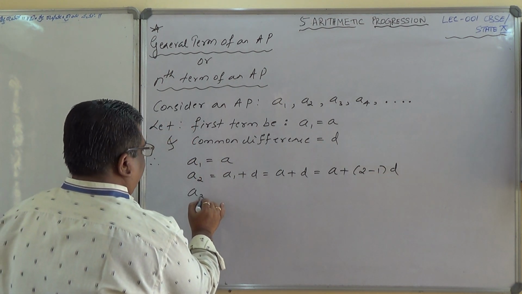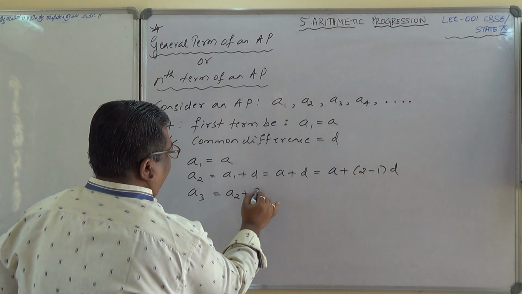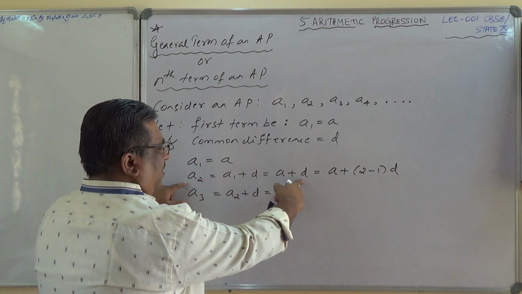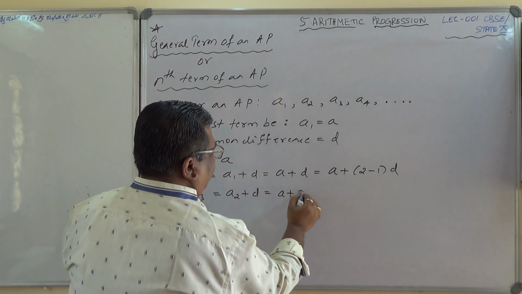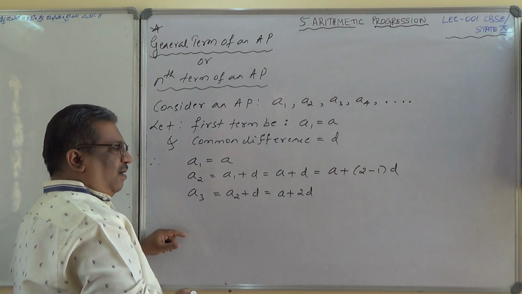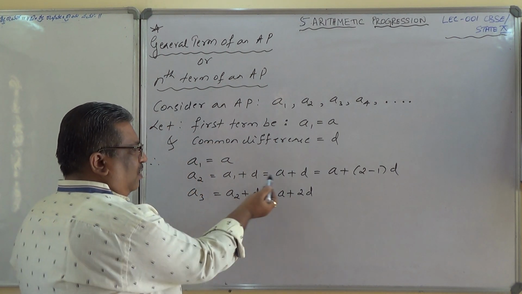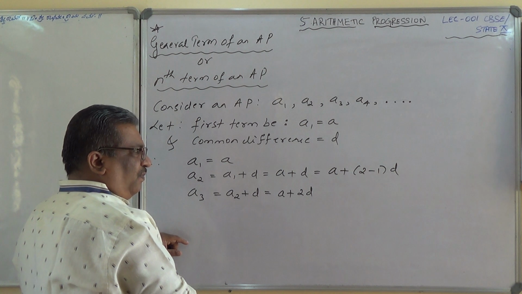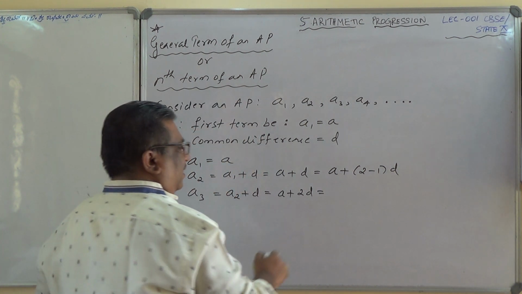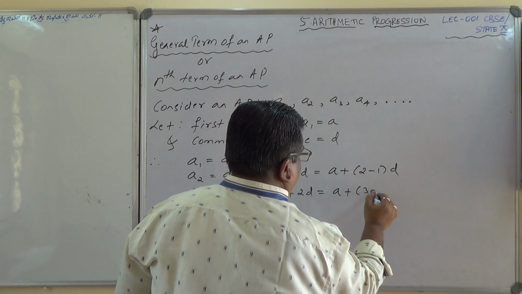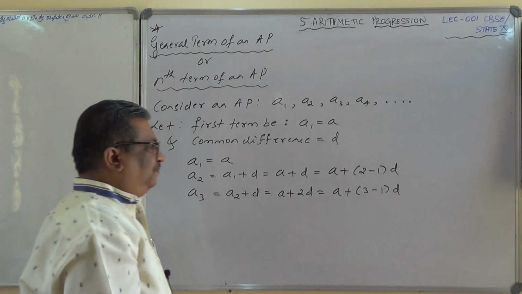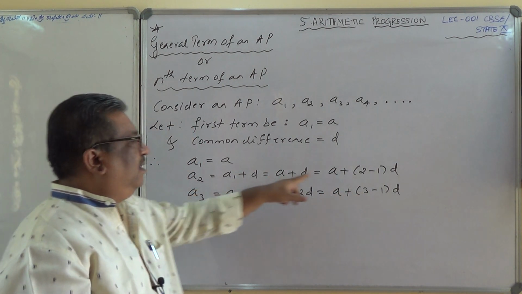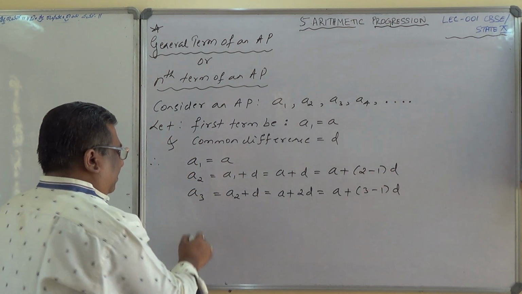Similarly, A3 equals A2 plus D. What is A2 here? A2 equals A plus D, so A3 is A plus D plus D, which is A plus 2D. Are you able to understand here? Can I write A plus 2D as A plus (3 minus 1) into D? If this is 3 here, it is 3 minus 1 times D. If it is 2 here, it is 2 minus 1 times D. Okay, let me continue further.